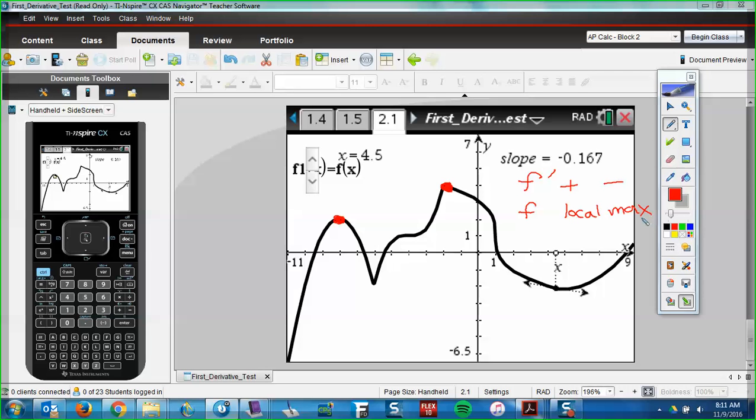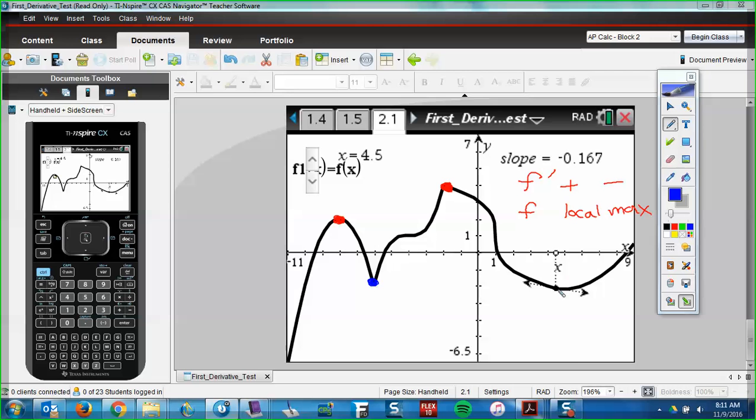Where does it switch from positive to negative? At 0, right? So F prime is switching from positive to negative. It makes sense it would happen where it's 0. But it could also happen where it's undefined, too. Okay? All right. And then for a local min, where are the local mins on this picture?